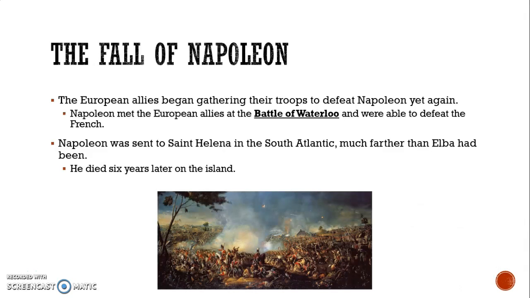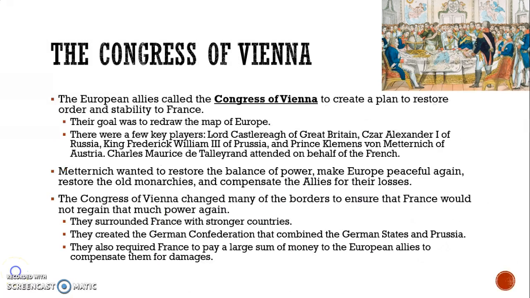He met up with the European allies at the Battle of Waterloo, and overall, the Europeans were able to defeat the French. At this point, the European allies were not about to send him anywhere that he could come back from, so he was sent to St. Helena in the South Atlantic, which was much farther than Elba had been, and he died 6 years later on the island.